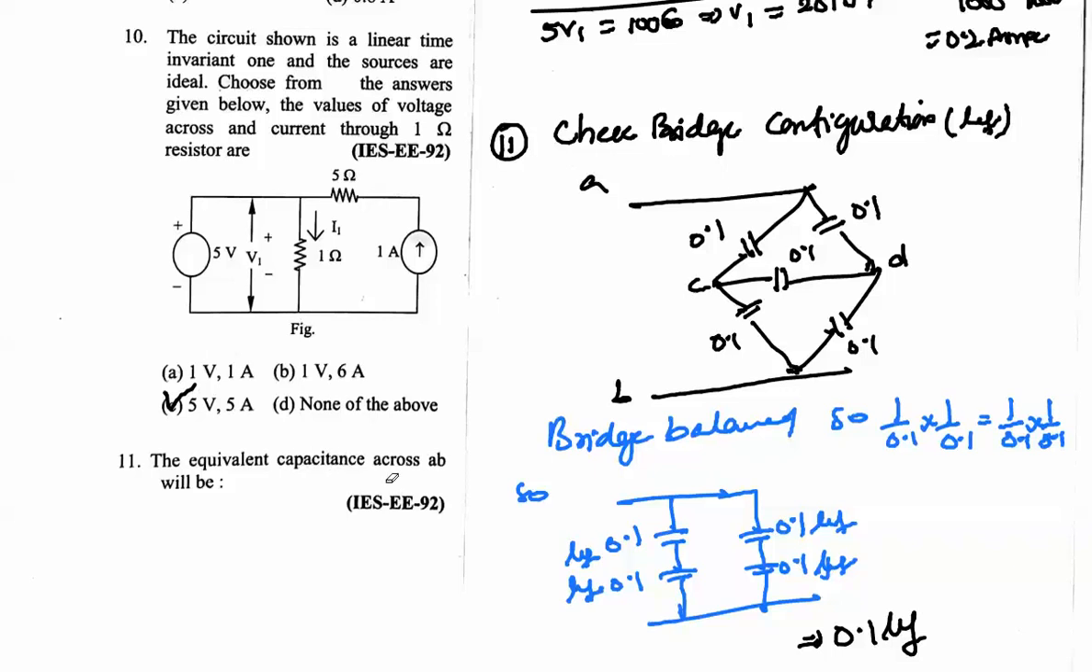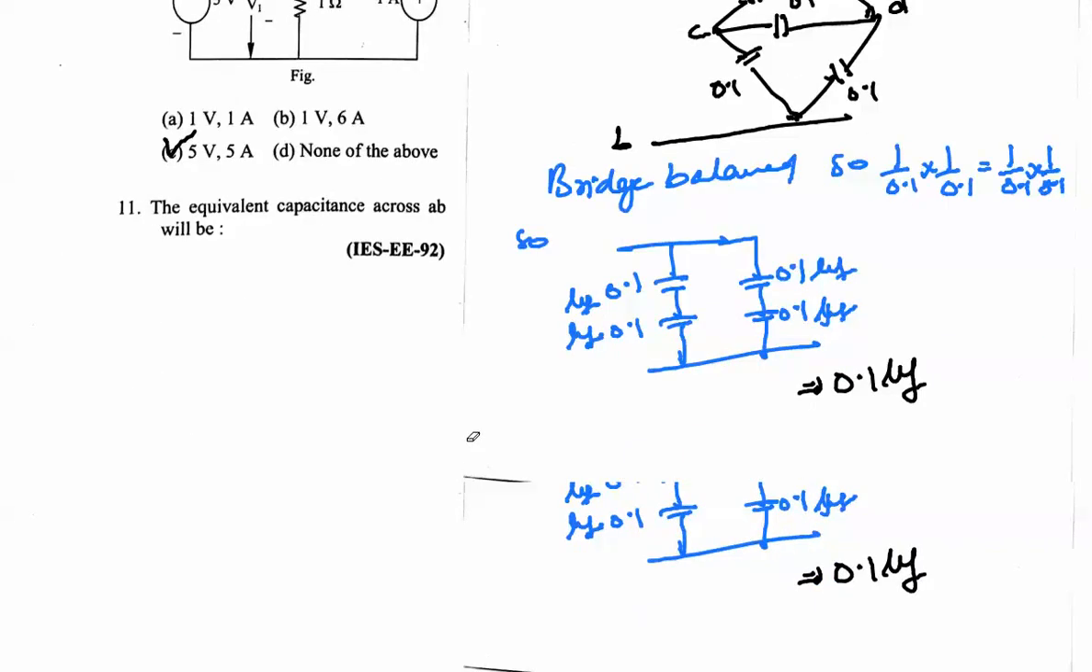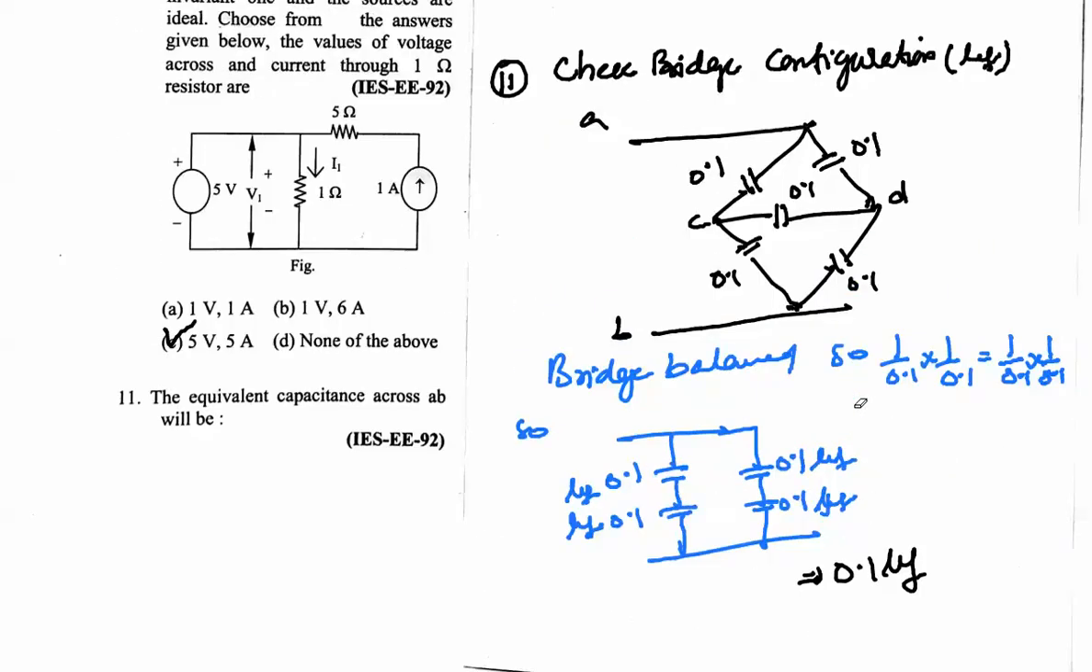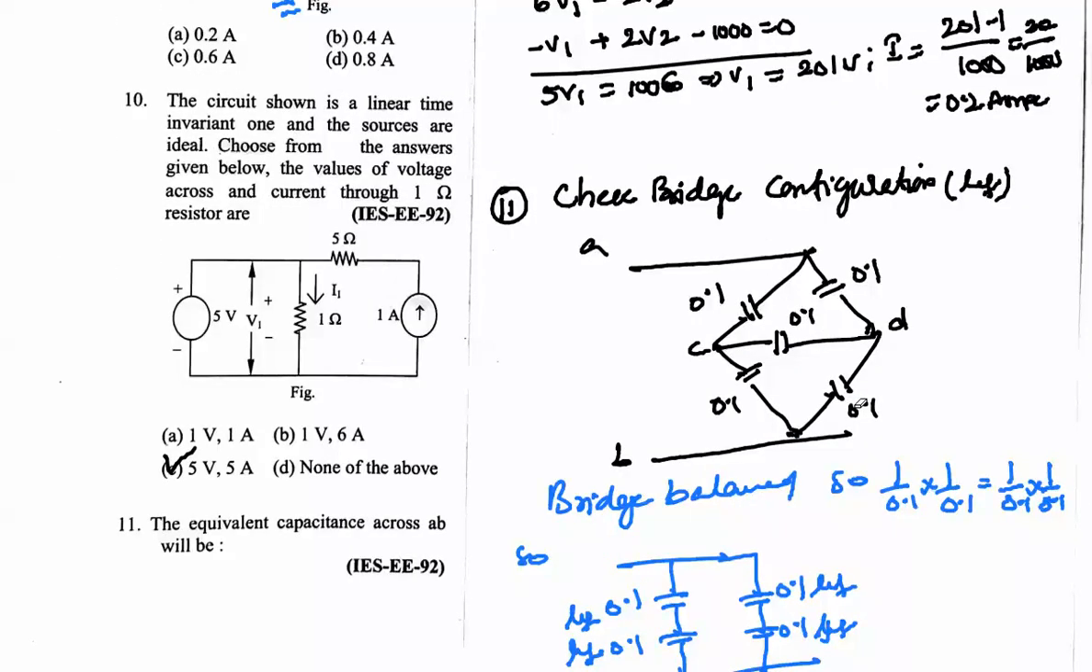Next question. The equivalent capacitance across AB will be. So here we need to find the capacitance between A and B. I will reconstruct this network into a bridge form so that I can check whether the bridge configuration is balanced or not. All the units are in microfarads here, and from this we can get that the bridge is balanced here.